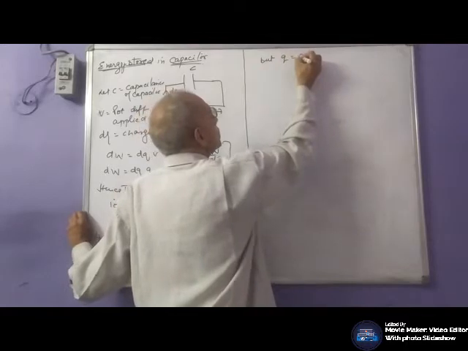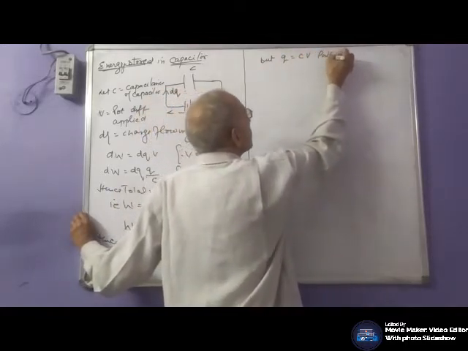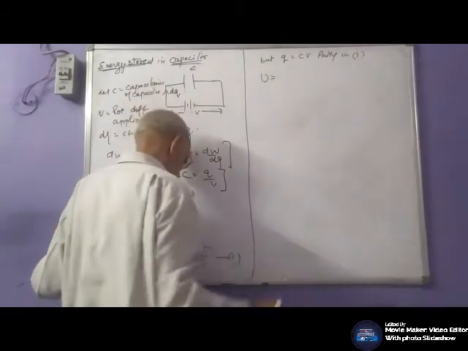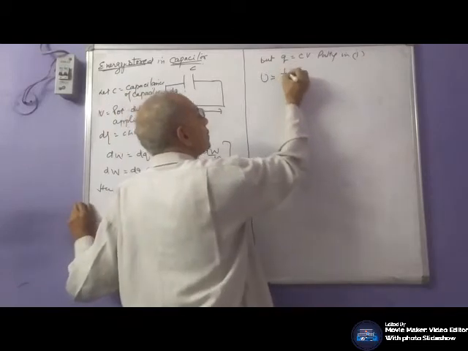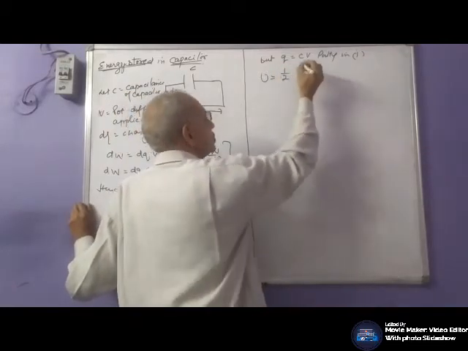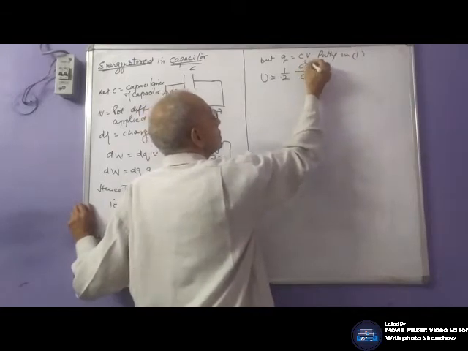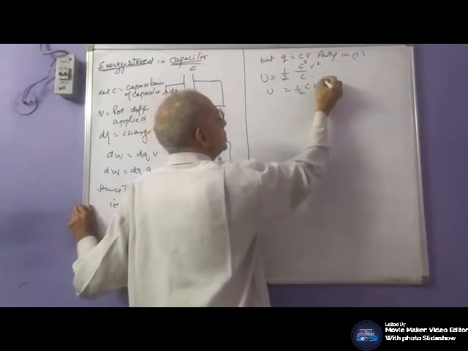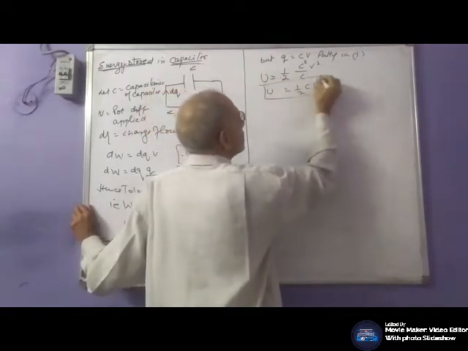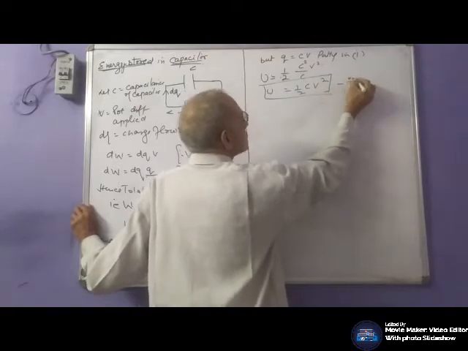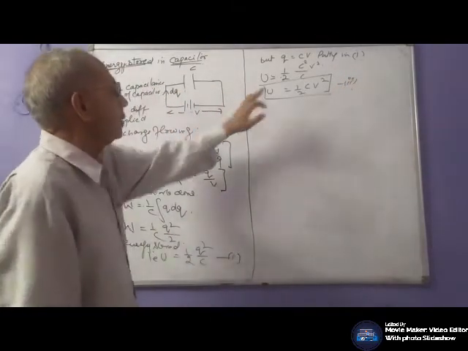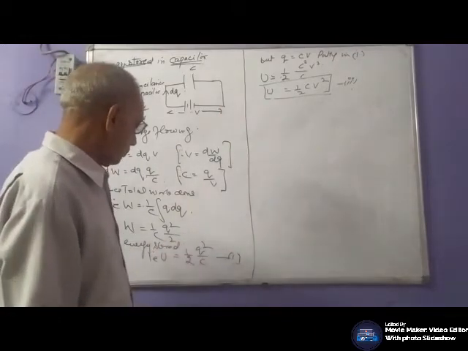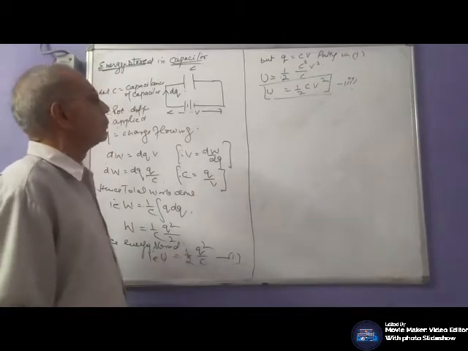But Q is CV. Putting it in the first, energy stored is half C times C square V square by C... so the energy comes out to be half CV square. Remember this. This is the energy. You can make any numerical from it, so remember it for numerical purposes. This can also be written, and this is in terms of Q and C.